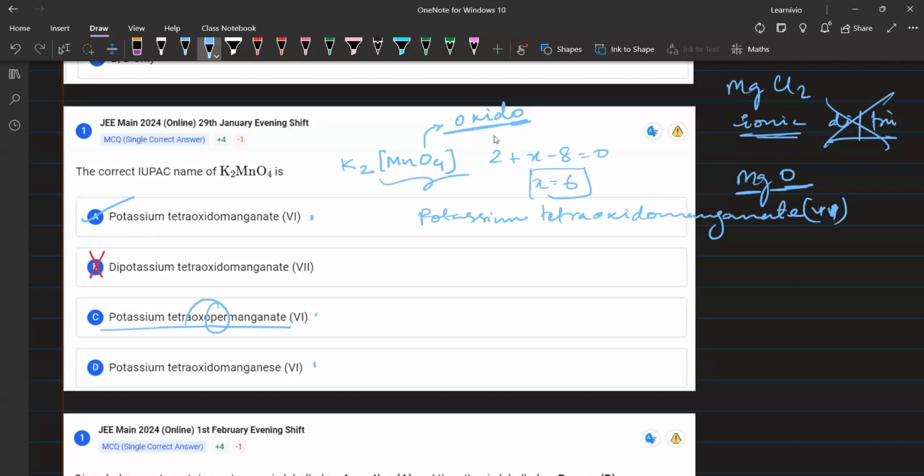If you would have read the options, then it would have been even easier. Potassium tetraoxidomanganate, this can be there. There is no problem in this name, even if it does not match the compound that has been given. The name does not have a problem in itself. But if I look at the second name, it is having a problem. That is dipotassium. So this di cannot be there.